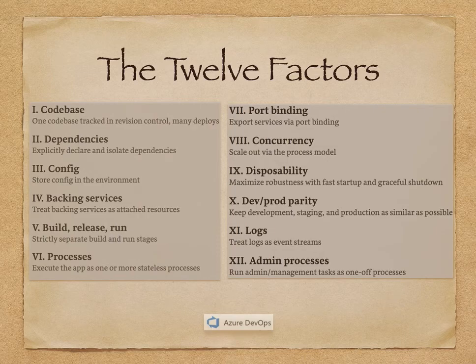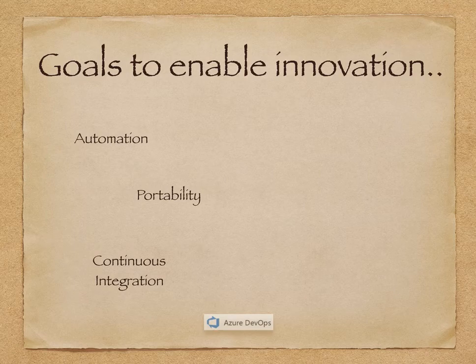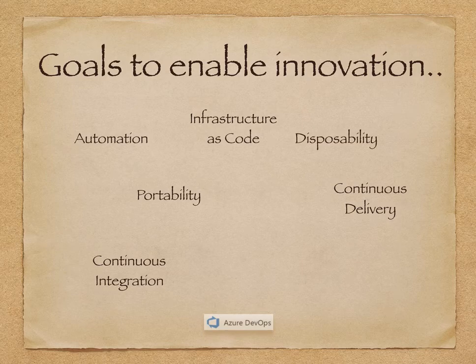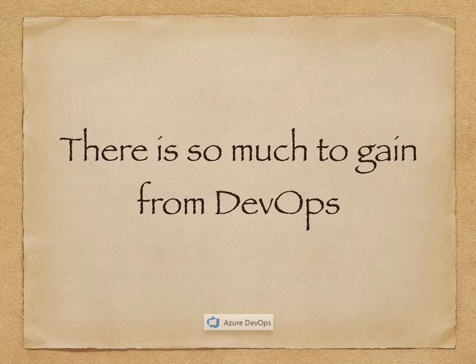DevOps strives to achieve some of the goals that are automation, portability, continuous integration, continuous delivery, infrastructure as code, disposability, resiliency, and self-healing. All good stuff. These are so much fun and awesome that, when put in practice, will have cascading benefits and value increase for all. Azure has so much to offer.